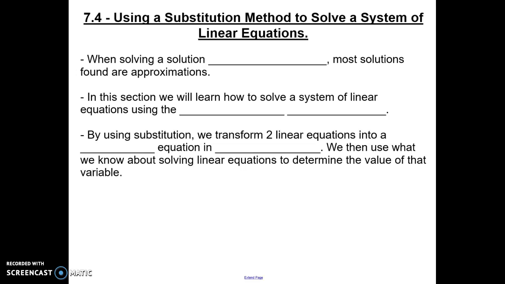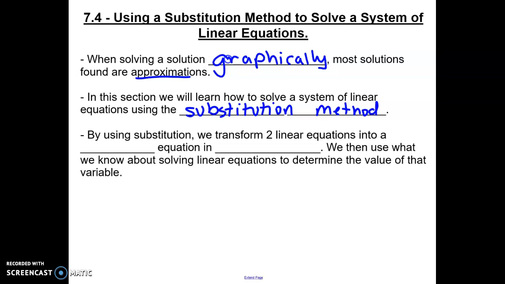When solving a system graphically, most solutions are approximations. So again, that means that we're guessing what our answers are going to be based on a graph. So in this section, we're going to learn how to solve a system of linear equations using the substitution method.